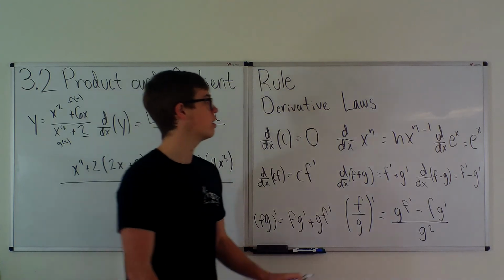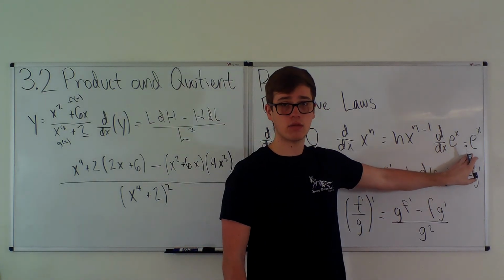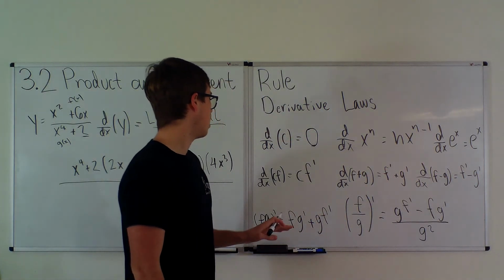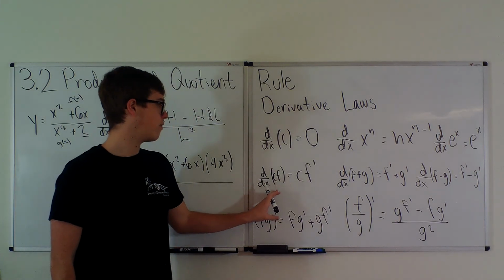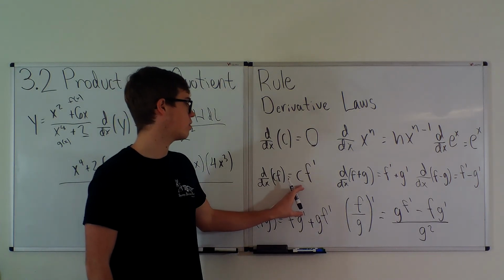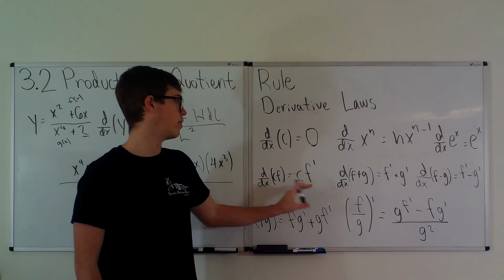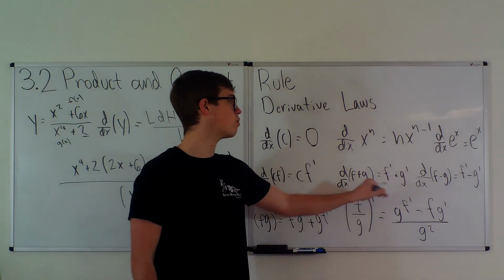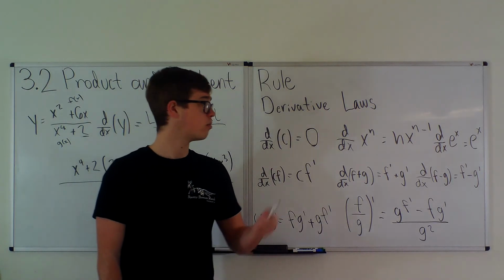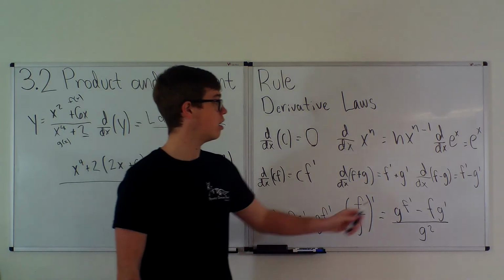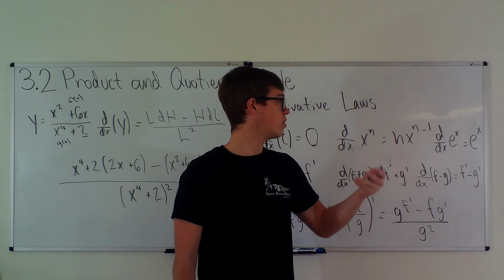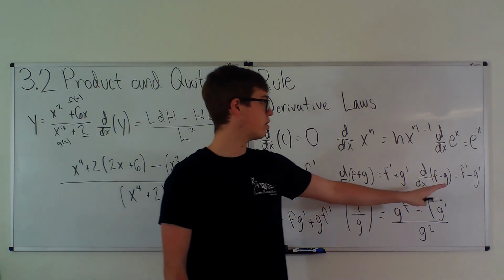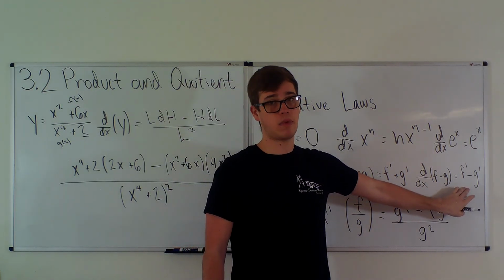Power rule. The derivative of e to the x is equal to e to the x. The derivative of a function times a constant is equal to a constant times the derivative of the function. The derivative of f plus g is equal to the derivative of f plus the derivative of g. The derivative of f minus g, same sort of thing, is equal to the derivative of f minus the derivative of g.